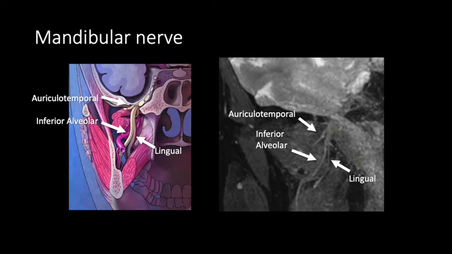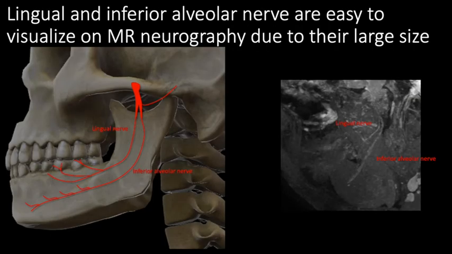Here you can see an anatomic drawing, and here you can see the corresponding MR neurography showing in perfect detail the branching of the auriculotemporal to go to the TMJ and the two main branches of the lingual and inferior alveolar nerves. Here it is on a sagittal image. You can see here the lingual nerve branching away from the inferior alveolar nerve, which is going to be entering the mandibular canal.